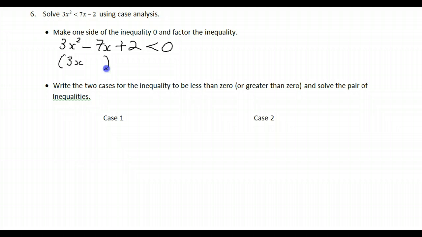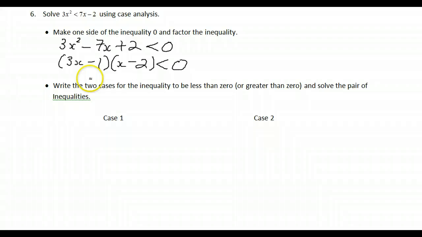Factor, well, we're going to have a 3x and an x. They're both the same sign. They're both negative. To get a 7, I'll put a 2 here and a 1 here. Say that's less than 0. Let's double check that. 3x squared minus 6x minus 1x is minus 7x plus 2.